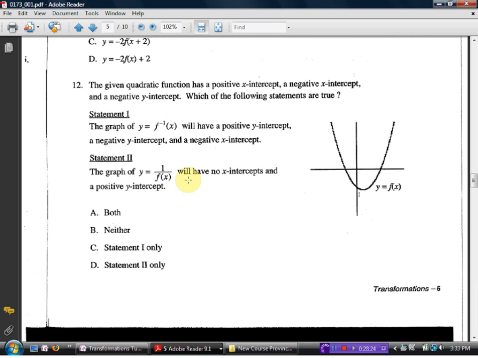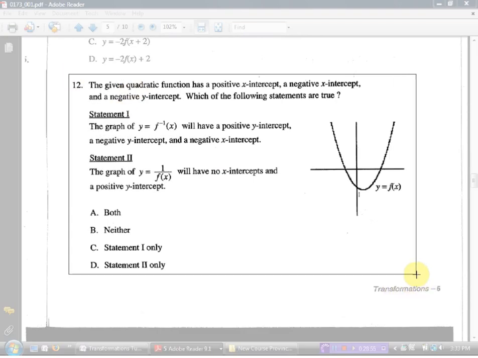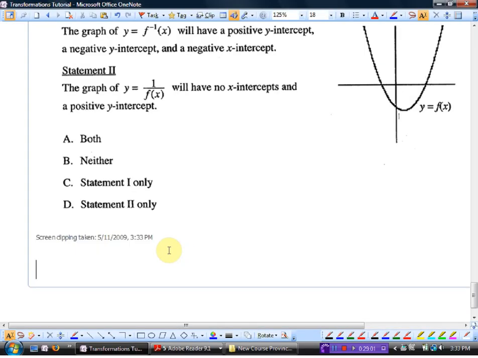Says the given quadratic function has a positive x-intercept, check, a negative x-intercept, check, and a negative y-intercept, check. Which of the following statements are true? The inverse will have a positive y-intercept, a negative y-intercept, and a negative x-intercept. The graph of the reciprocal will have no x-intercepts and a positive y-intercept. I don't know. Oh, but they seem to think I can figure it out, so let's see.